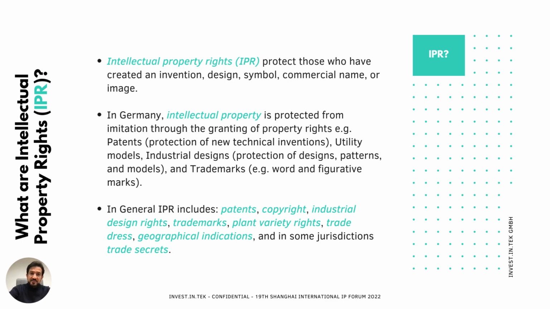In Germany, IP is protected from imitation through the granting of property rights, such as patents, industrial designs, trademarks, and so on. Generally, IP rights in Germany include patents, copyrights, industrial design rights, trademarks, plant variety rights, trade dress, geographical indications, which we will get into, and in some jurisdictions also trade secrets.